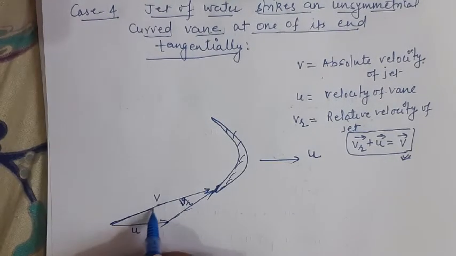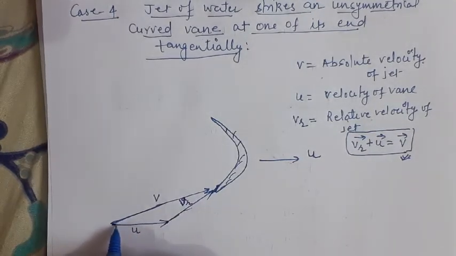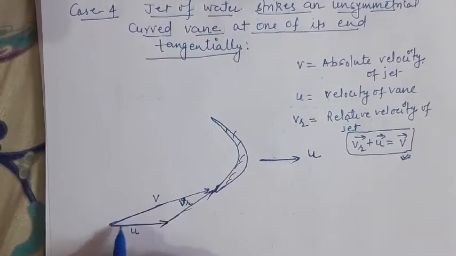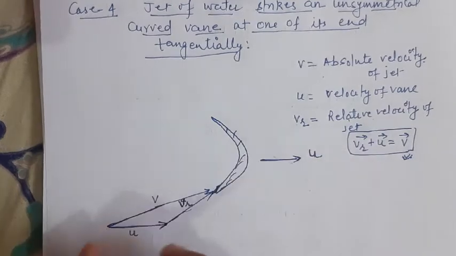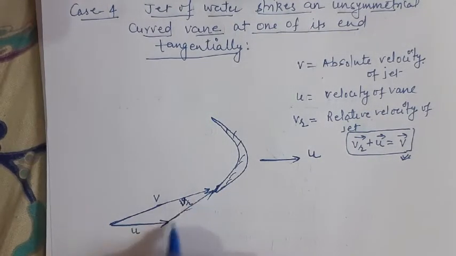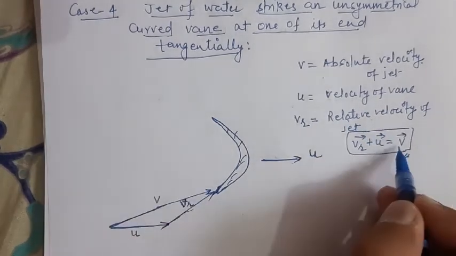Is this V clear? This is the VR vector. The tail of the VR vector is connected with the head of the U vector. Please draw U in the direction of the motion of the blade. I have simply put U over here, so the head of U has been connected with the tail of VR. This completes the vectorial addition. The resultant vector would be the V vector.